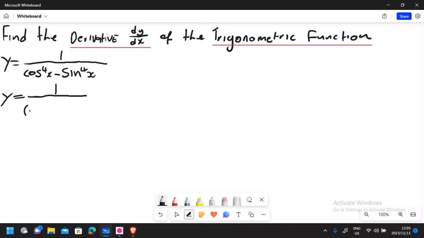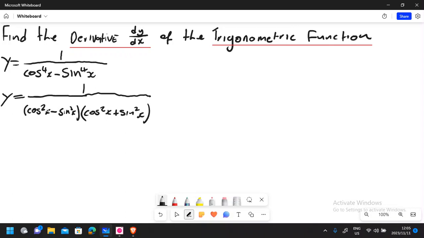When you factorize this, it's going to be cos squared x minus sine squared x, and then another bracket, cos squared x plus sine squared x. This is what we call difference of 2 squares, guys. Yes, this is a factorization. Do not forget, guys. All right, so let's continue.